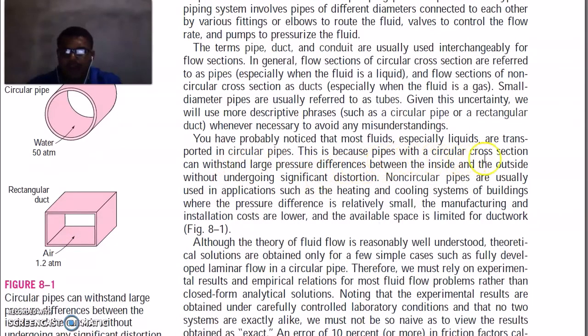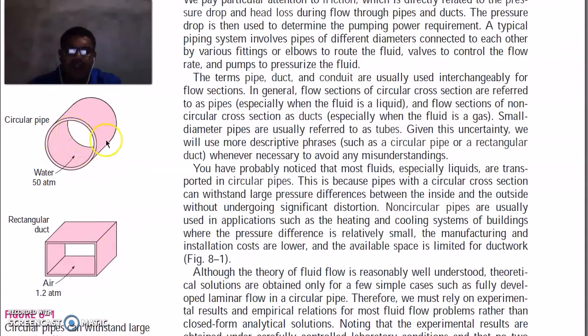This is because pipes with a circular cross section can withstand large pressure differences between the inside and outside without undergoing significant distortion. Non-circular pipes are usually used in applications such as heating and cooling systems of buildings, where the pressure difference is relatively small. Means if the pressure difference between outside and inside is small, we use rectangular, and if the pressure difference between inside and outside is more, we use circular pipes because they can withstand high pressure.